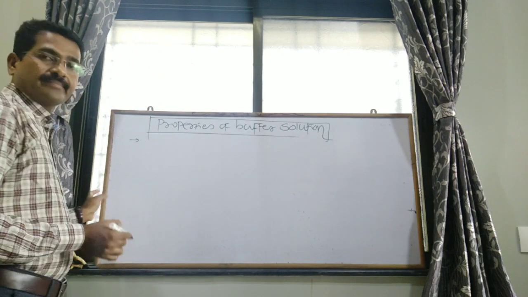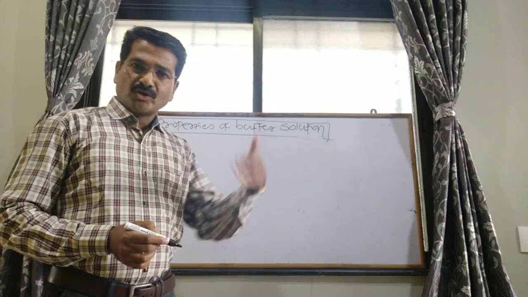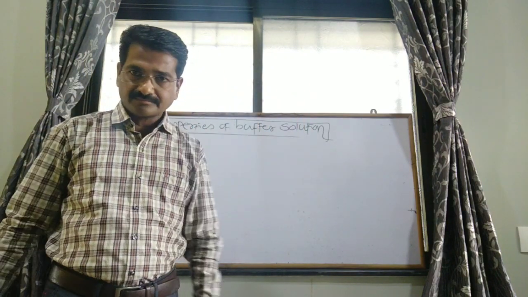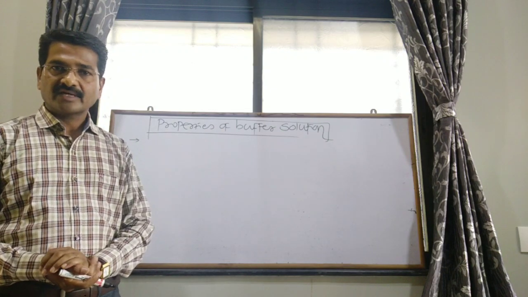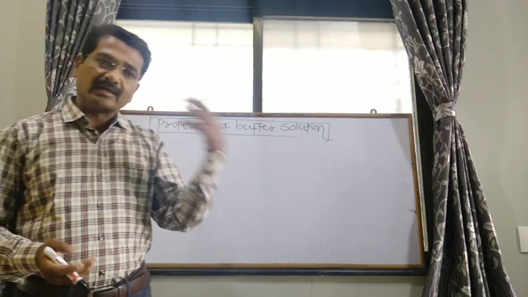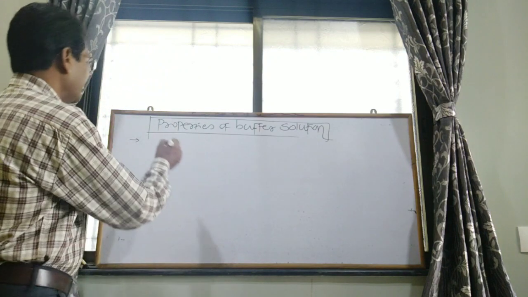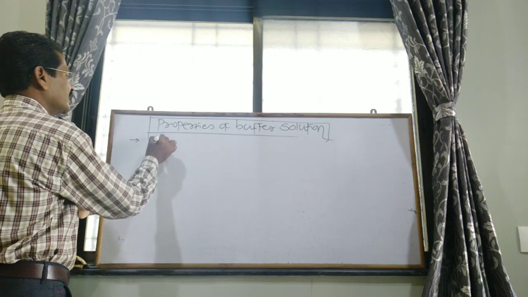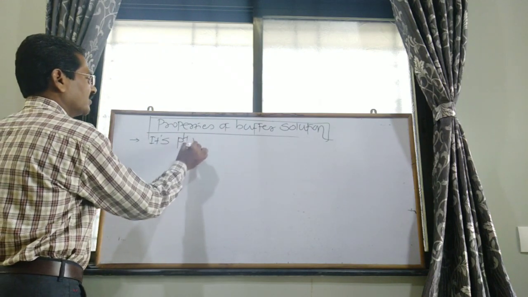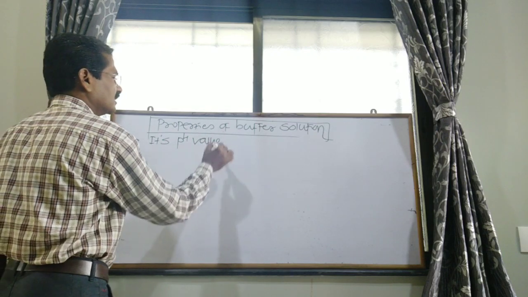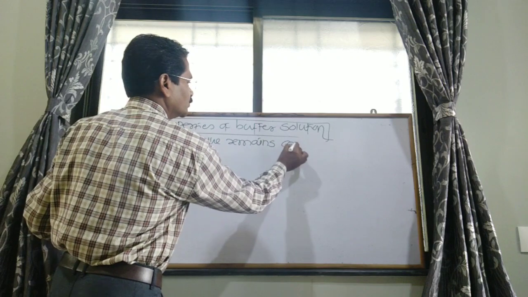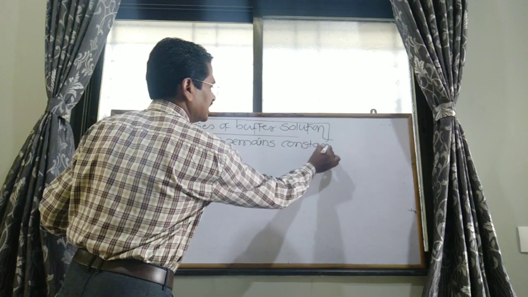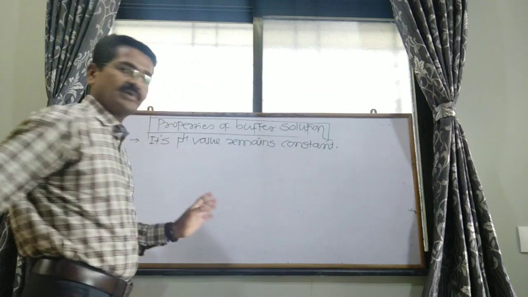First, according to the definition, the pH of buffer solution is always constant, it cannot change. So depending upon that, the first property: its pH value remains constant.